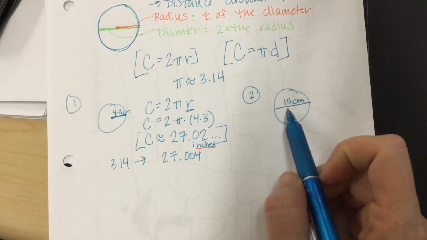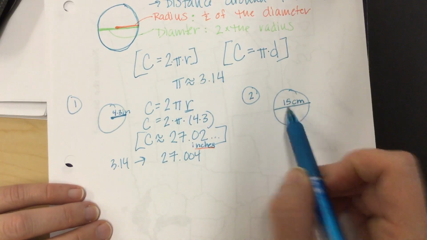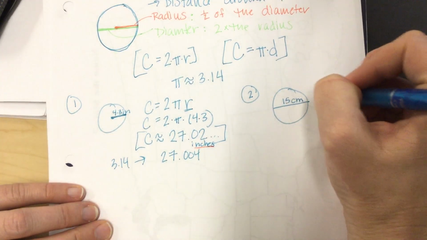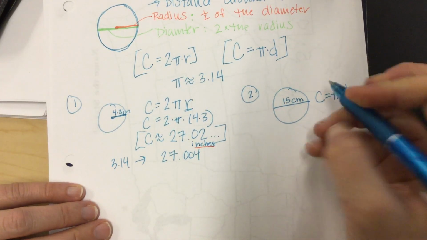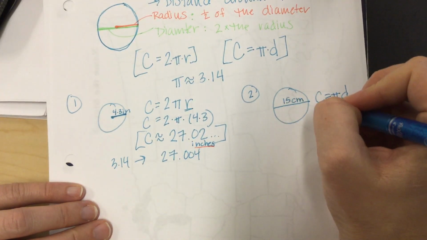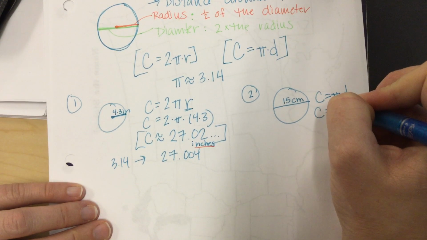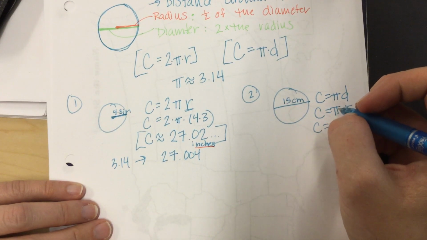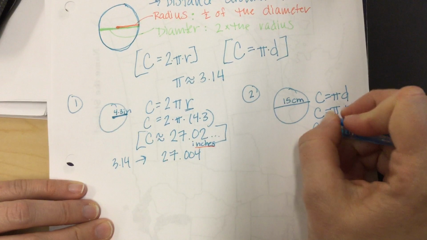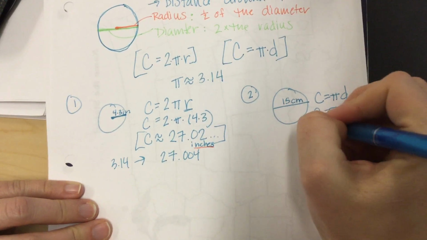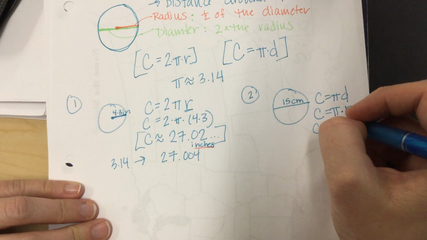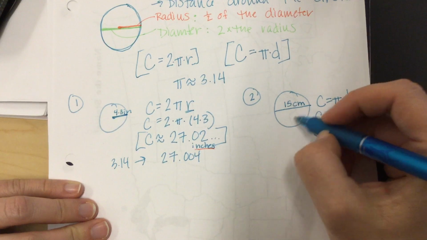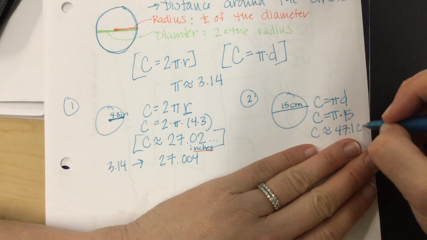Okay, so now we are given this diameter. So this time I'm going to use this equation here. Circumference is equal to pi times diameter. So when I plug my diameter in, I get circumference should be equal to pi times 15, and when I actually plug that into my calculator and solve, I get that circumference is about equal to, we're going to approximate it right there, about 47.1. This is being measured in centimeters, therefore this distance is also being measured in centimeters.